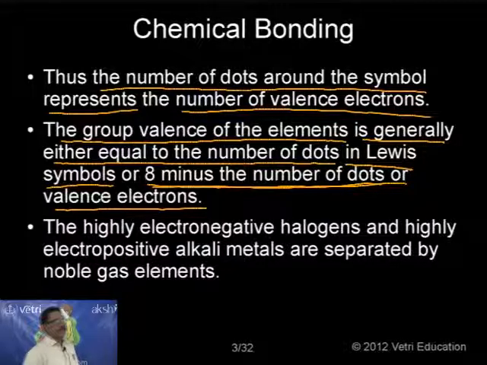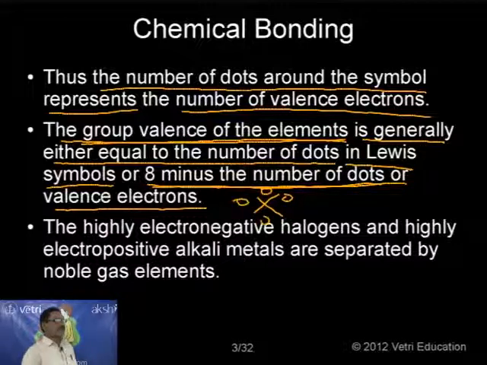The valency is 1. So this is the interesting information. Kindly listen to me. The group valency of the elements. So each element present in the particular group, what is the valence of these elements? That valence will be decided either by the dot that is present or the 8 minus the dot will give the valency. This is the most important information regarding here.